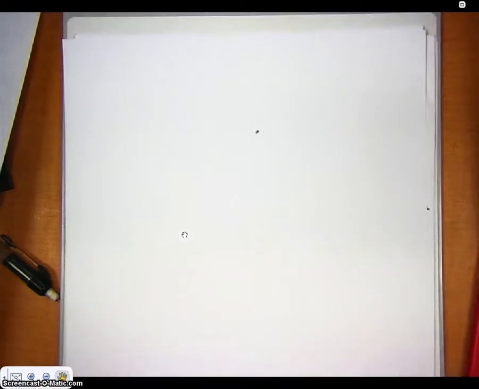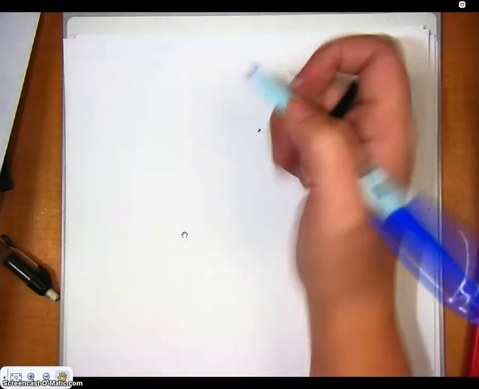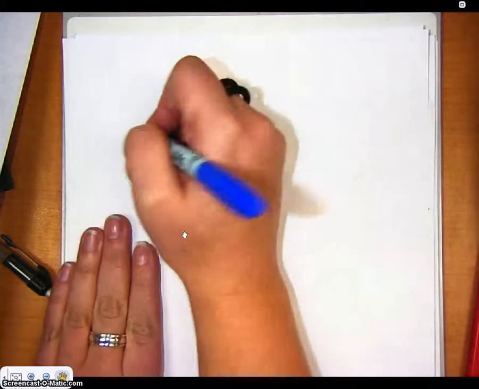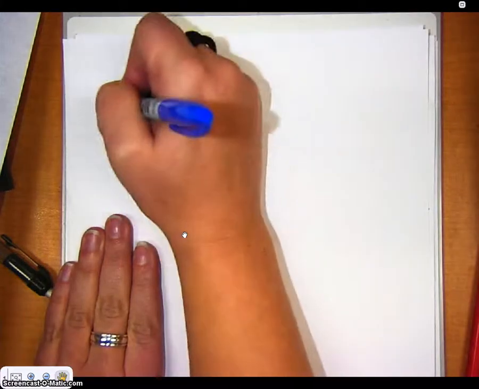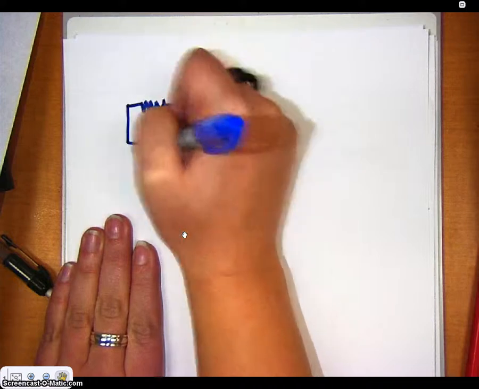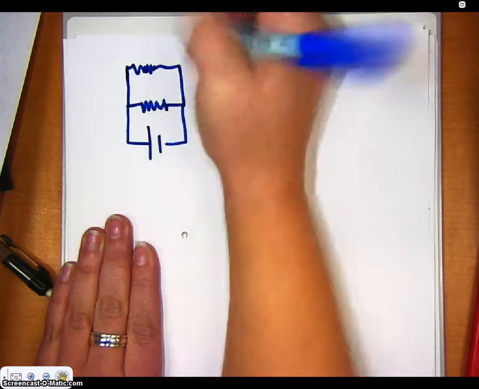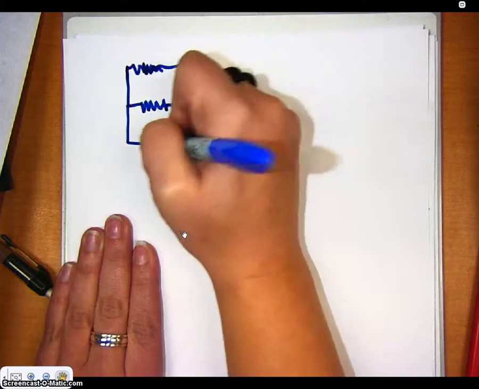Now let's look at the other scenario. So this is where you would actually have the opposite effect, where you want to increase the current and decrease the resistance. And that is something we call a parallel circuit. Oh, that was kind of a crappy drawing, but there we go.